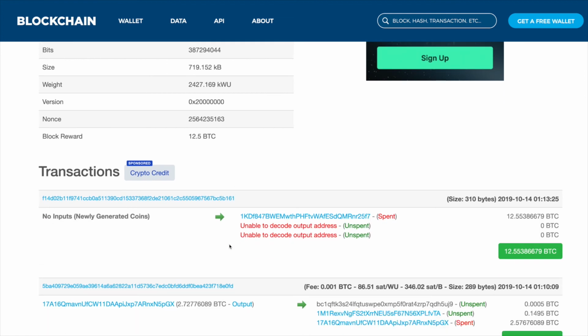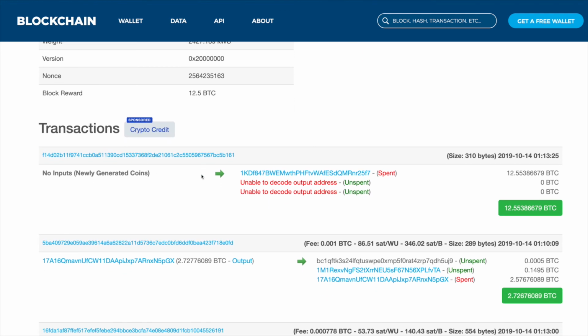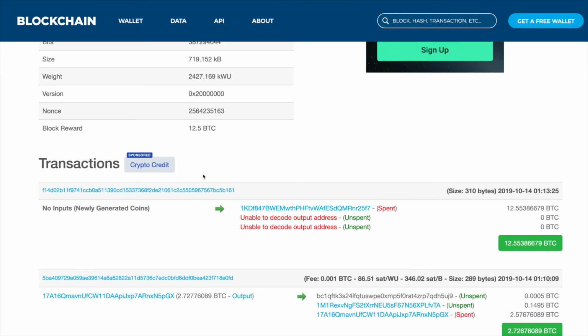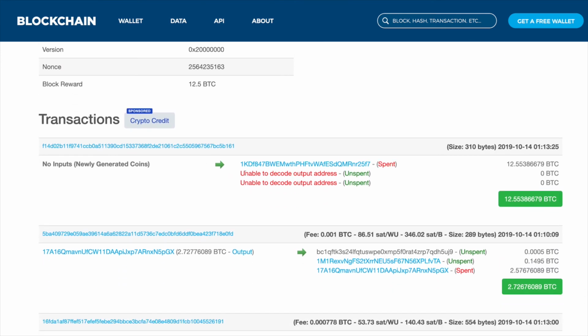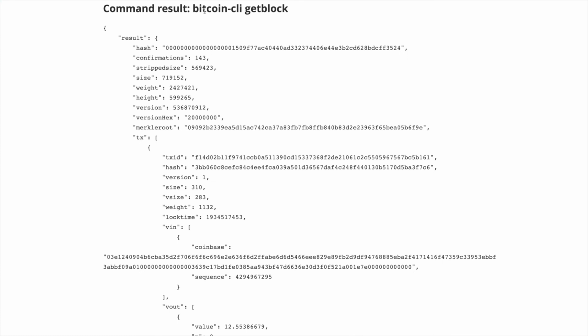So you will see here a list of all the transactions. Well, I'm not diving into each individual one, but you can see here we have "unable to decode output address," so maybe we can dive into that. So this is the raw data of the block. As you can see, there's some information that is not extracted in the website.